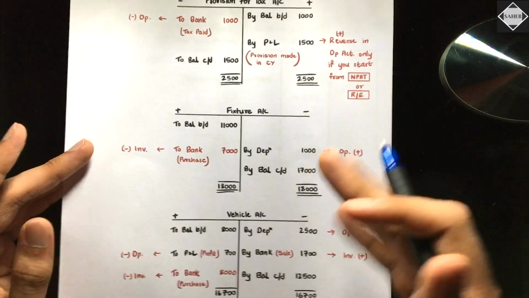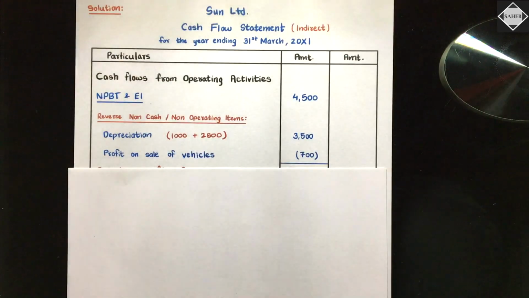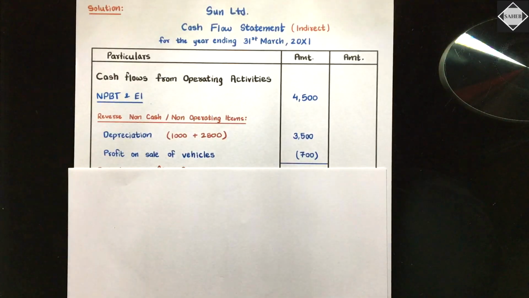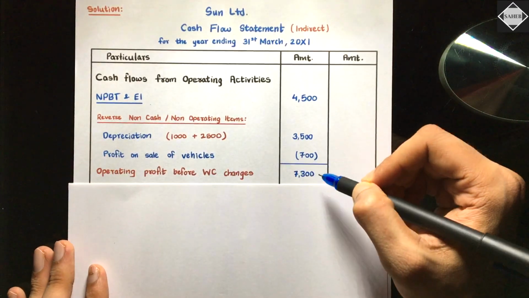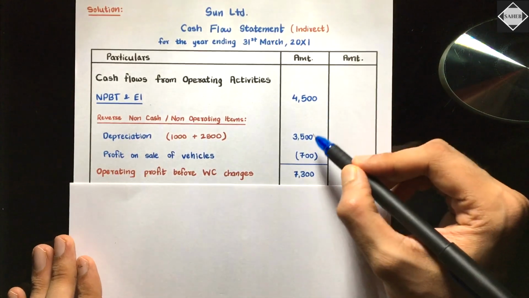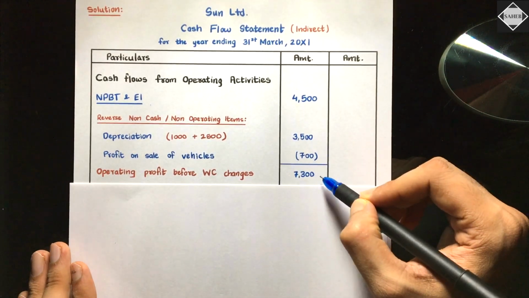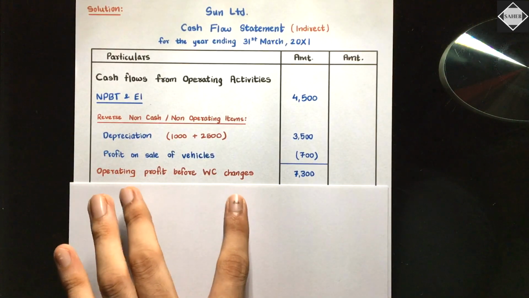No non-operating items or non-cash items at all. So it's all over. You can also check in the adjustment or balance sheet if there is anything. There's nothing. So what you have to do is go forward and calculate the operating profit before working capital changes. 4500 plus 3500 minus 700 equals 7300. This is the operating profit before working capital changes.